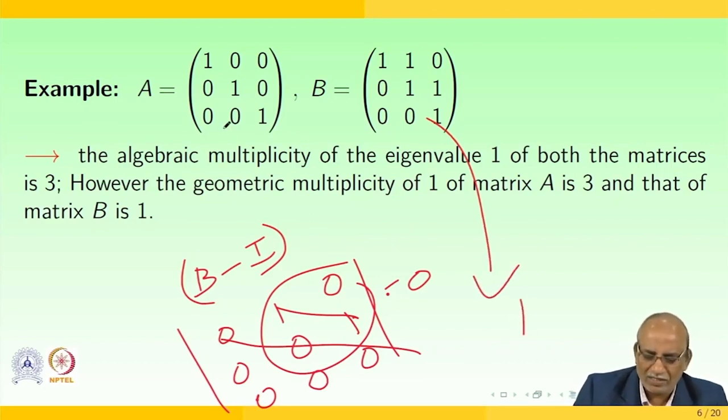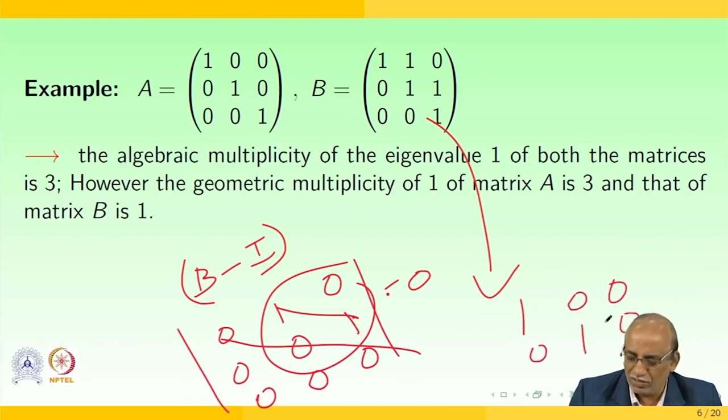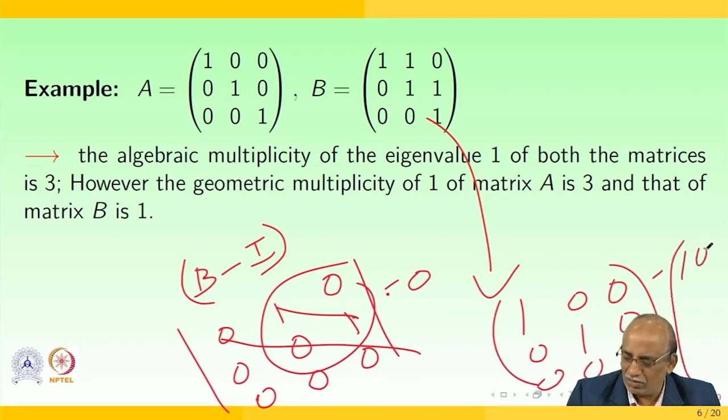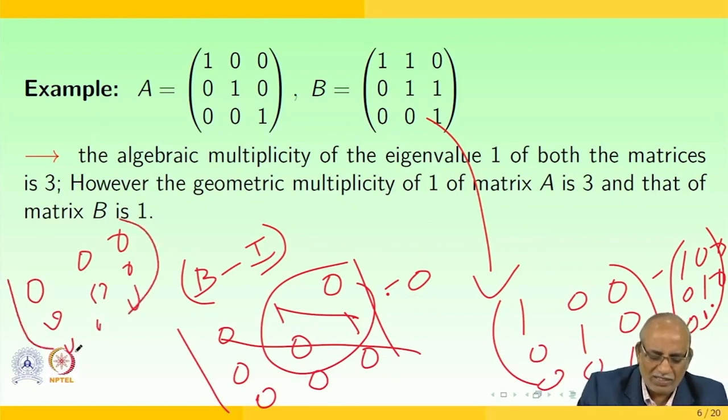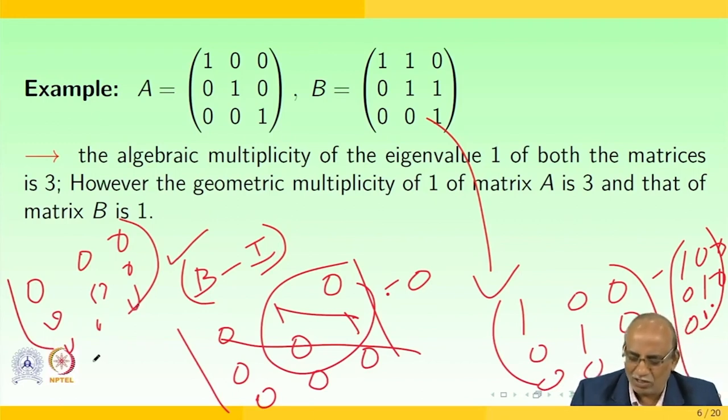Because if you do A minus lambda I, what would happen? A minus lambda I is 1, 0, 0, 0, 1, 0, 0, 0, 1 minus the identity, so obviously it will become all zeros. So, the null space of this matrix is the whole space itself. Therefore, the geometric multiplicity is 3. Whereas, in the other case, it is not true. So, the geometric multiplicity of the matrix B is only 1, as we see over here.